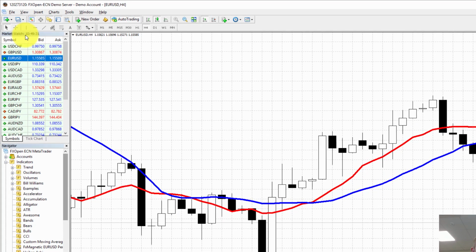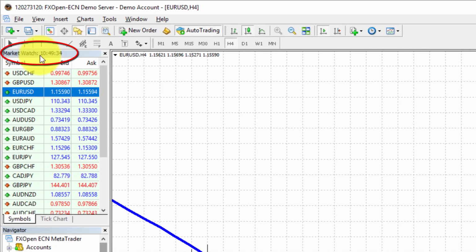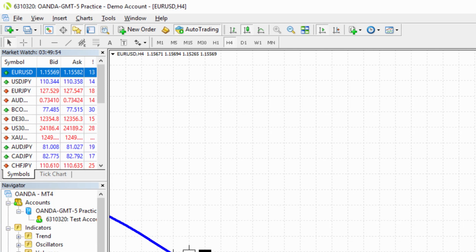Right now it's like 10 a.m. on the market watch, and this happens to be the GMT plus 2 time zone with the DST settings, so basically it's currently GMT plus 3. And if I switch to Oanda, they're using the GMT minus 5 time zone. So it's a different time zone, and the time zone plays a very important role in this explanation. The time on their market watch is 3 a.m.